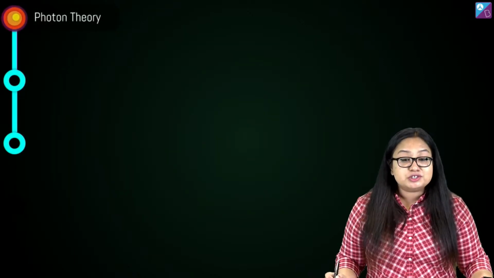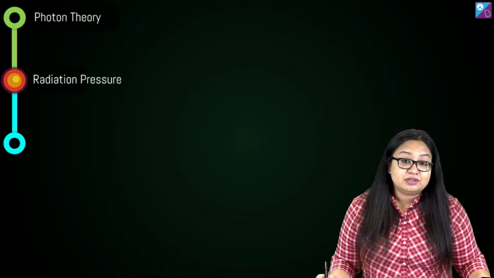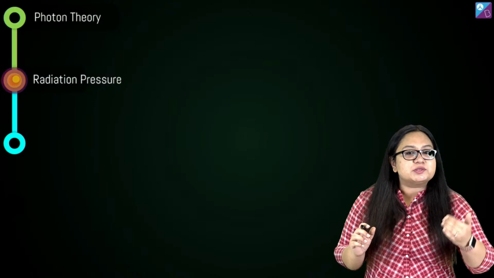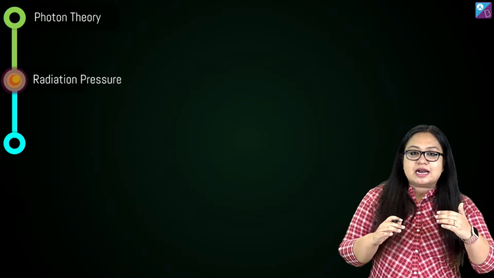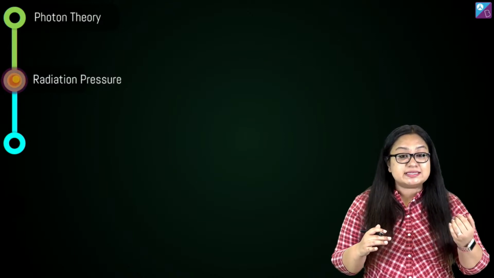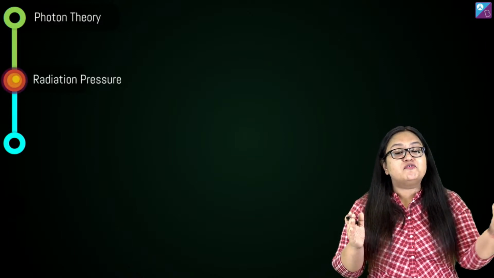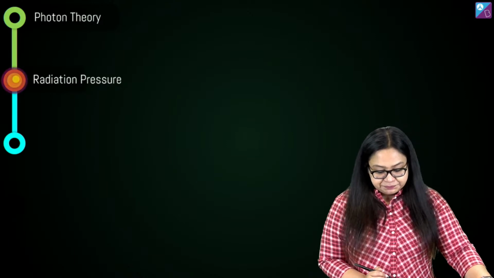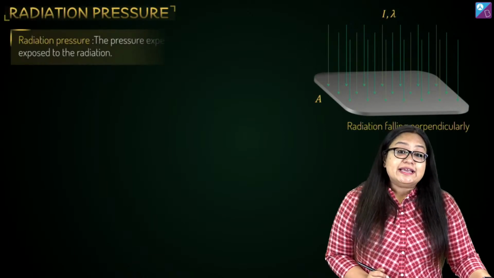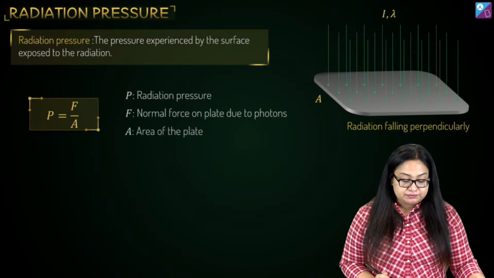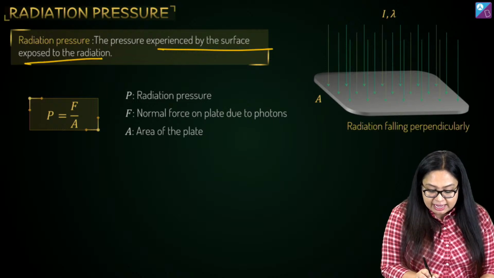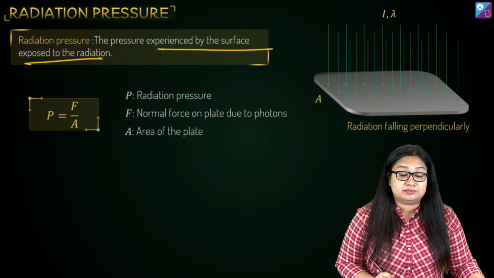Let's go to the next subtopic of today, which is radiation pressure. So now that we've understood how photons behave, let's first understand more about what is the effect of photons when they fall on certain surfaces. So radiation pressure. Now what is radiation pressure? Radiation pressure is the pressure experienced by the surface exposed to a radiation.